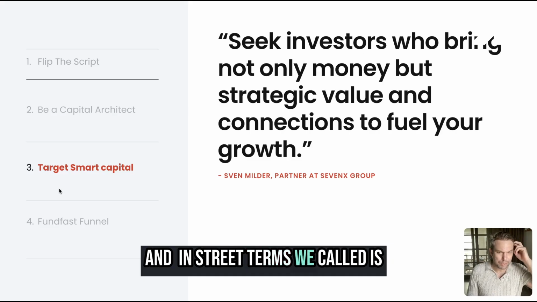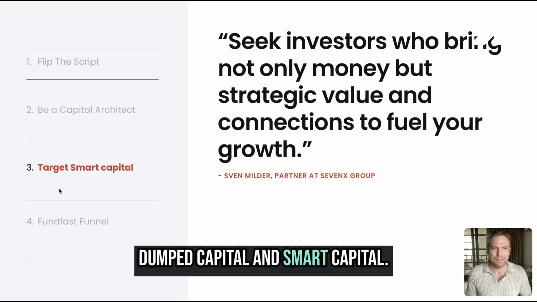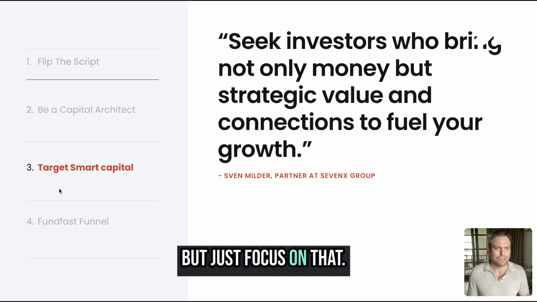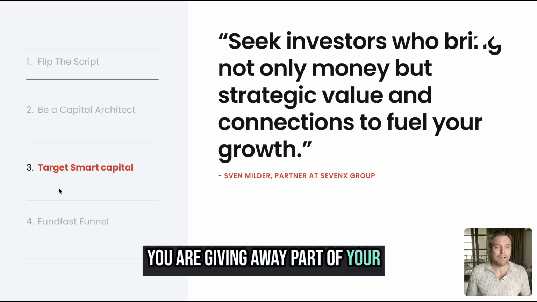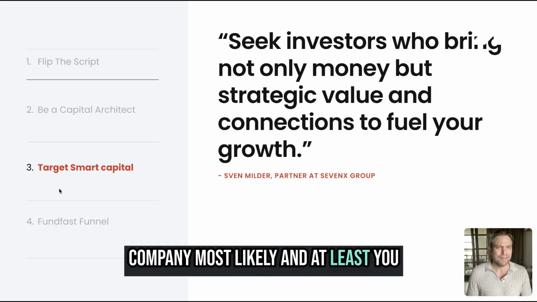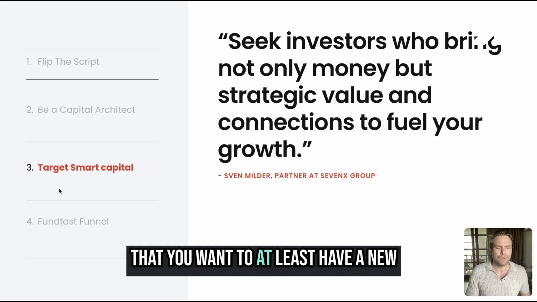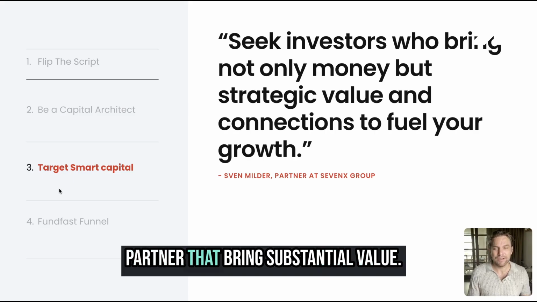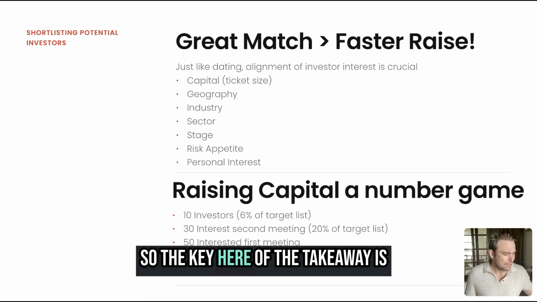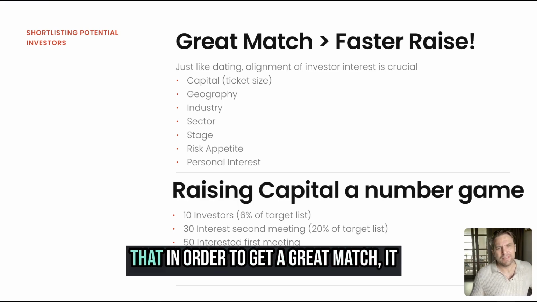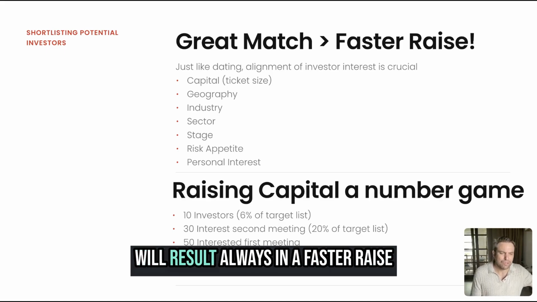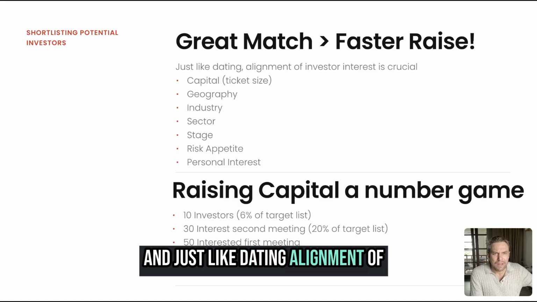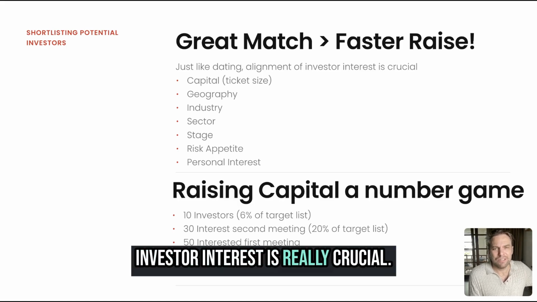In street terms, we call this dumb capital and smart capital, but just focus on the fact that you're giving away part of your company most likely, and if you're going to do that, you want to at least have a new partner that brings substantial value. So the key takeaway is that in order to get a great match, it will always result in a faster race. And just like dating, alignment of investor interest is really crucial.